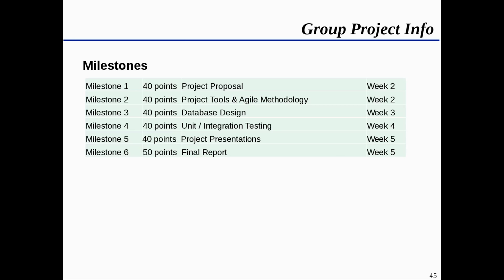And so here we can see the breakdown of the milestones that we're going to have. Basically everything gets 40 points across the board except for the final report. This is subject to change, and we may actually not do a milestone 4 or do a different milestone 4. So we'll talk about that as we get closer to unit testing and integration testing. But I'll let you guys know and keep you updated on that.